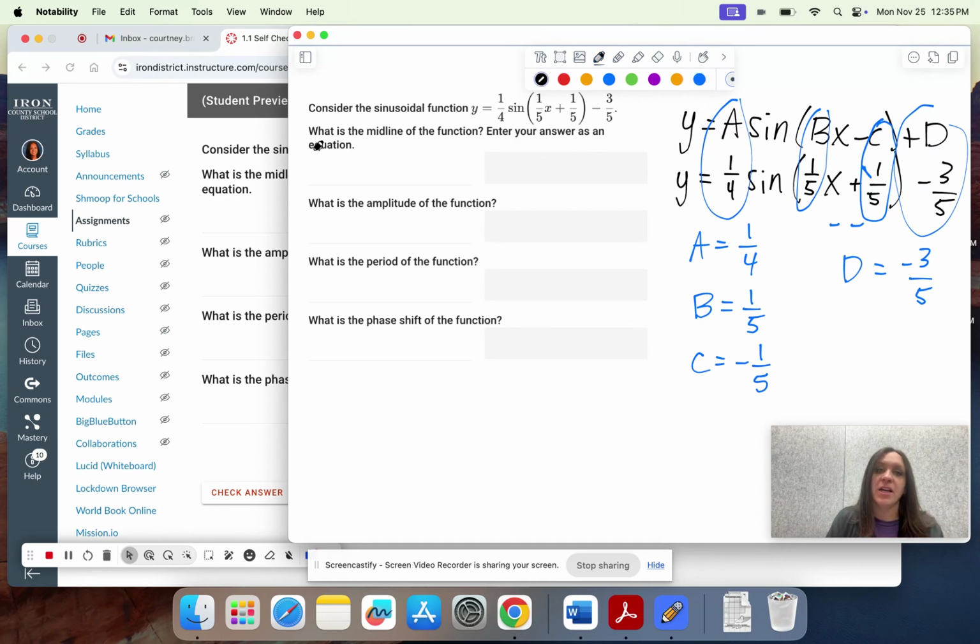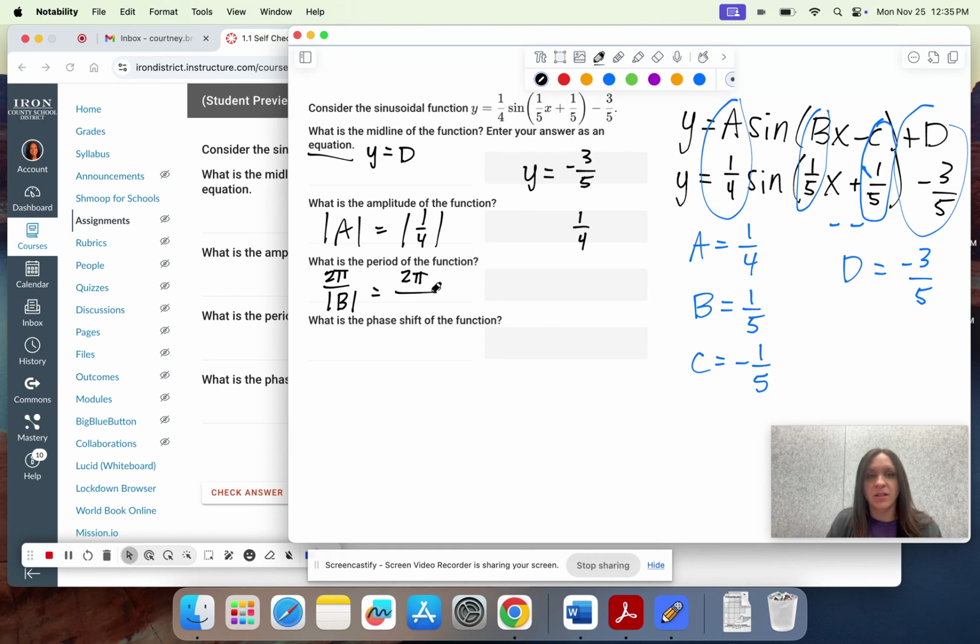All right, our midline is an equation. It's y equals the d value. So y equals negative 3/5. The amplitude is the absolute value of A. So the absolute value of 1/4 is just 1/4. The period is 2 pi over the absolute value of B. So 2 pi divided by the absolute value of 1/5.